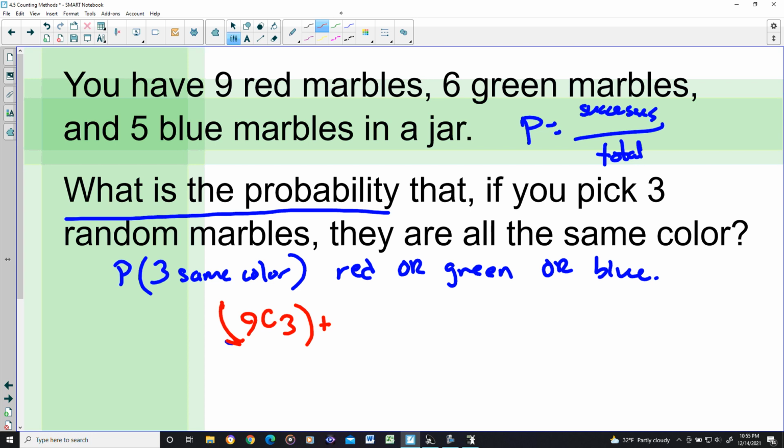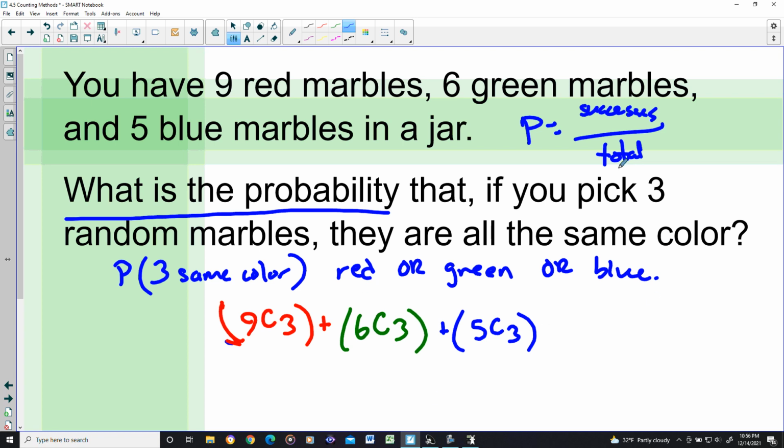Now, it could be green. Now we have 6 green marbles, right? And I could possibly have any 3 of the green marbles. And there are 5 blue marbles. So I could potentially have 3 of the 5 blue marbles. But we are picking 3, right? So the question then is, those are all the successful outcomes. It could be all 3 red, all 3 green, or all 3 blue.